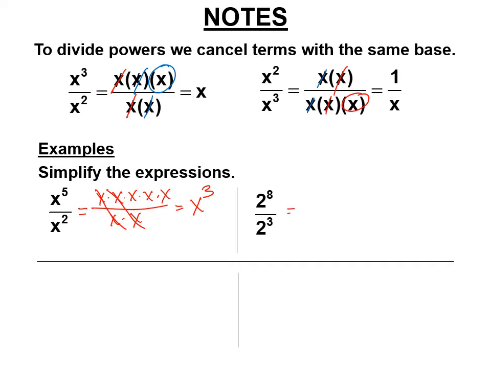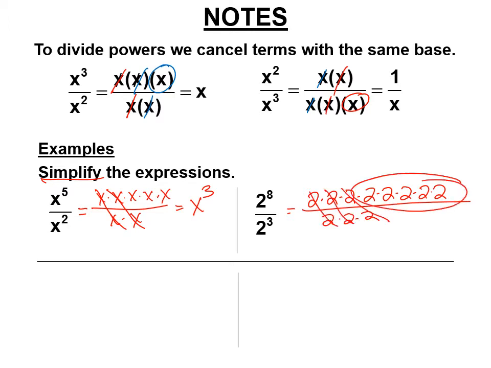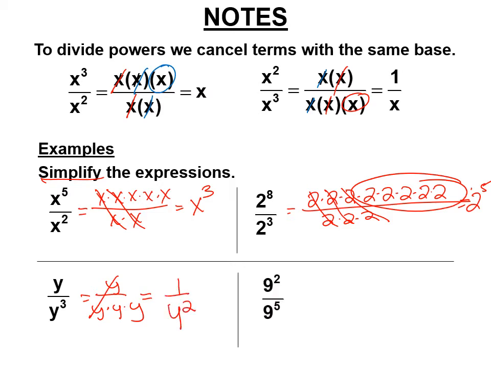Next. So we're simplifying, treating that 2 just like it is an x. So there's 8 2's up top and 3 2's on the bottom. Did I make enough? Yes, I did. And we get 2 to the fifth. Here we have y over y times y times y. Those cancel, and you get 1 over y squared. These 9's you treat just like the x or y's. 9 times 9 over 9 times 9 times 9 times 9 times 9. And you get 1 over 9 cubed.